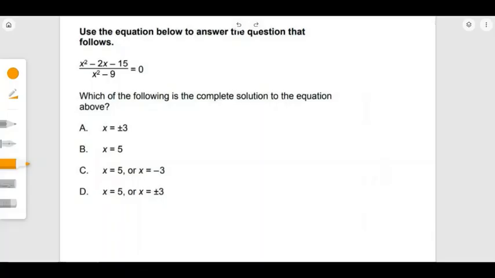Use the equation below to answer the question that follows. X to the power of 2 minus 2x minus 15 over x to the power of 2 minus 9 equals 0. Which of the following is the complete solution to the equation above? Now this question is so easy to solve.